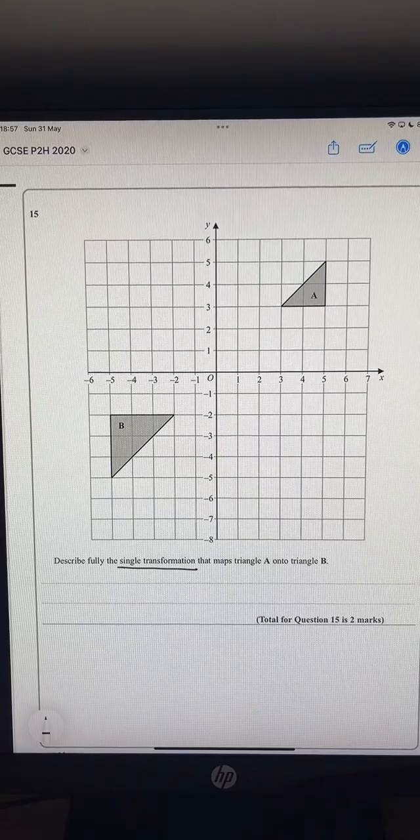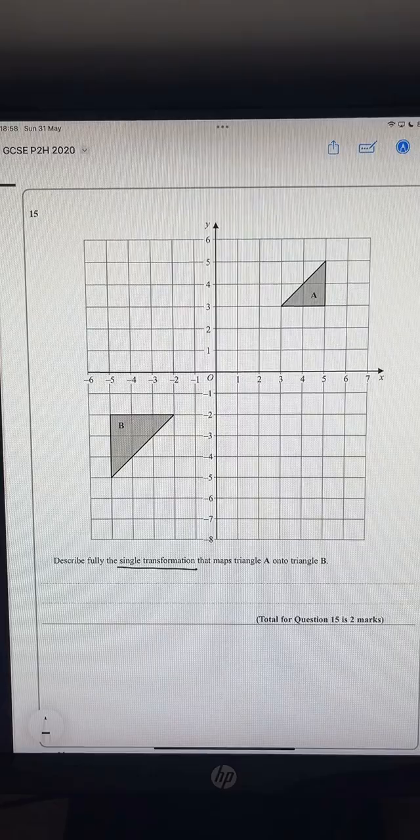Now, this is an enlargement. If you see a size change, it is an enlargement. It is not going to be a reflection or a rotation. If the size is the same, then it'll be a reflection or a rotation potentially. But if you see a size change, it is always going to be enlargement.